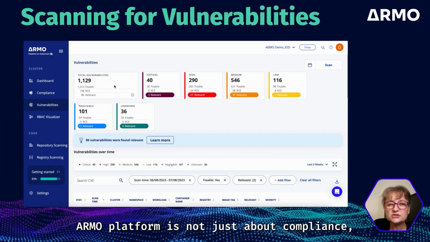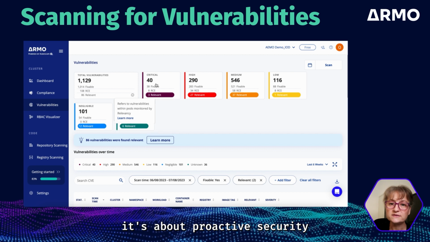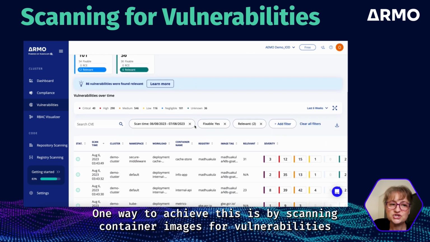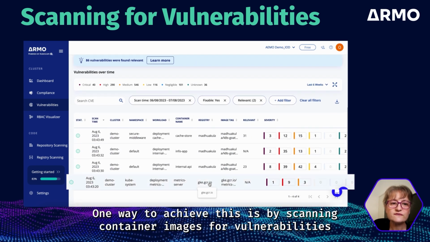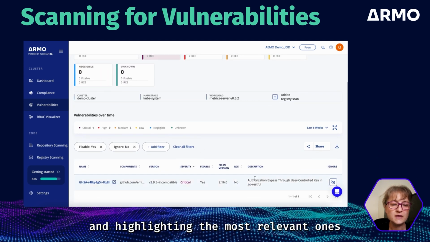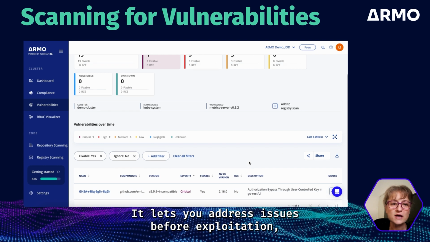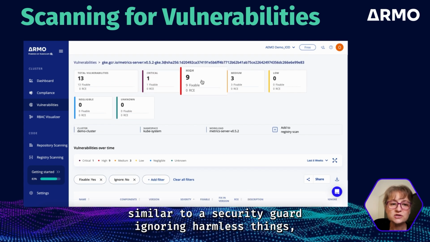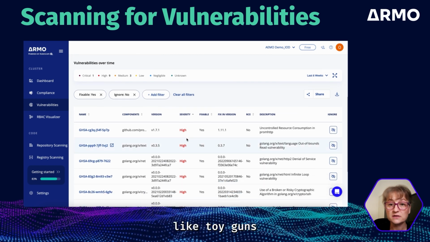ARMO platform is not just about compliance, it's about proactive security. One way it achieves this is by scanning container images for vulnerabilities and highlighting the most relevant ones. It lets you address issues before exploitation, similar to a security guard ignoring harmless things like toy guns.